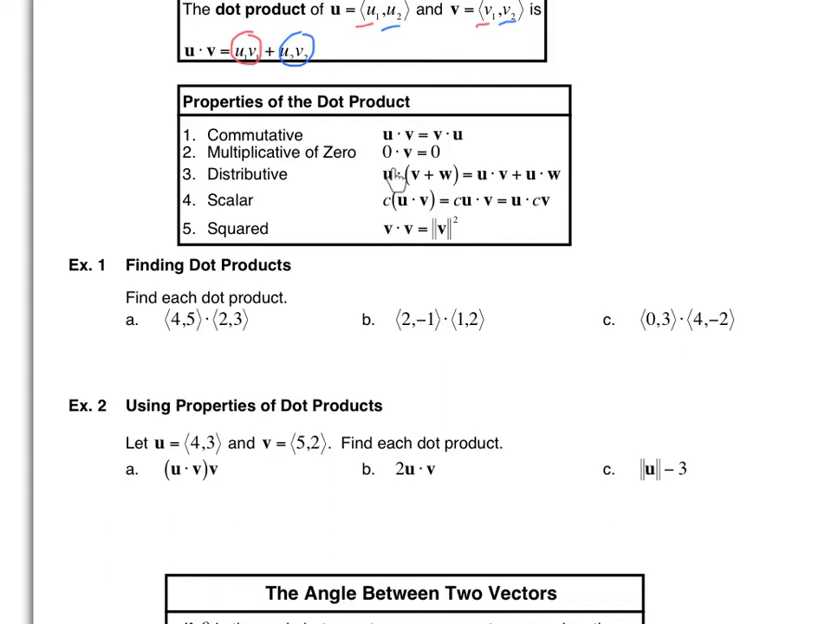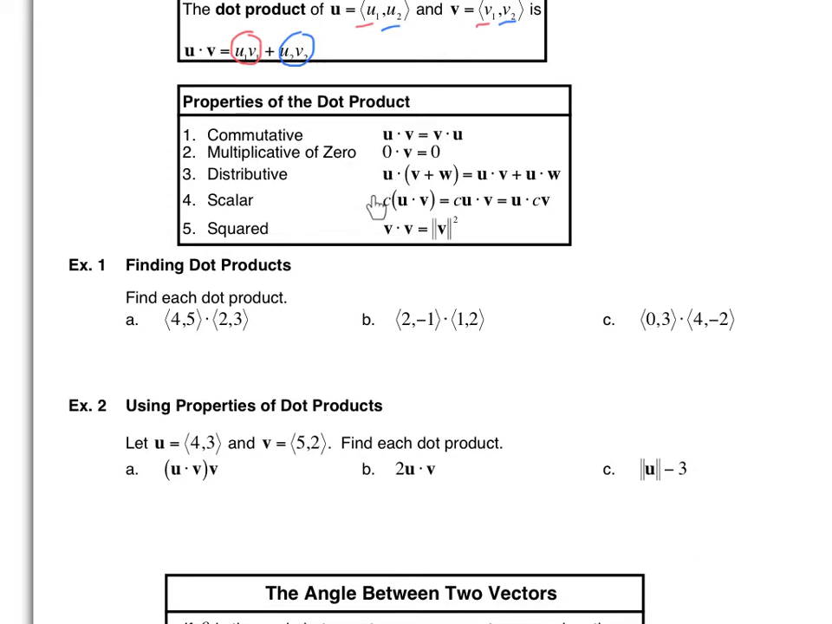Because if you think about it, if you had the component form of a vector 0, 0, that means it starts at 0, 0 and ends at 0, 0. Is it really a vector? It has no length to it, right?